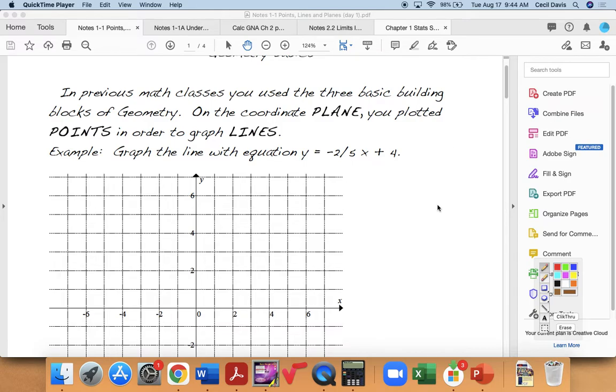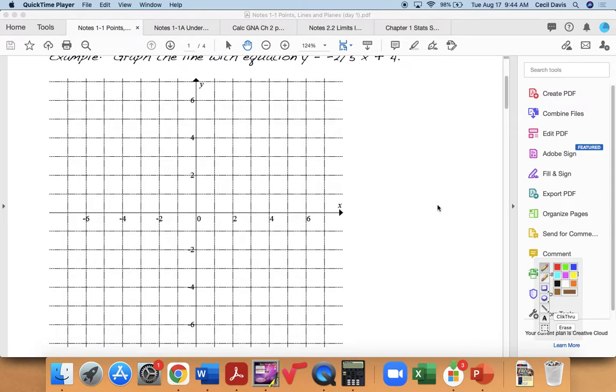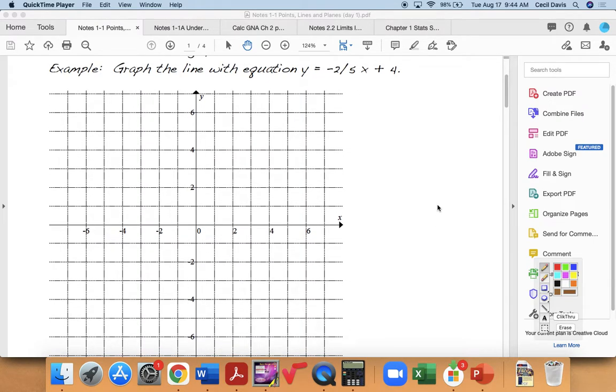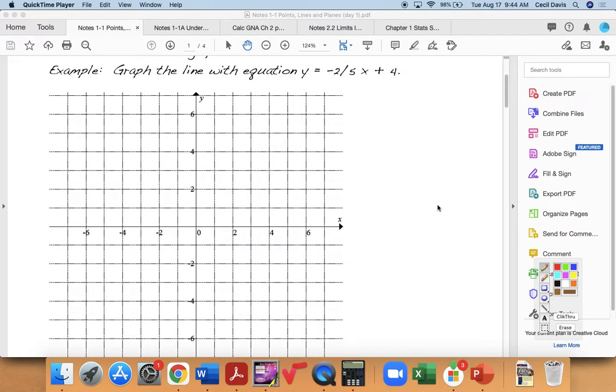So let's graph a line. We'll do some more graphing later. We're not going to do a ton of graphing in this class. We'll do one unit where we do a whole bunch of review of graphing from Algebra 1. But for today, we're just going to do some basic things. So we want to graph a line with the equation y equals negative 2/5 x plus 4.